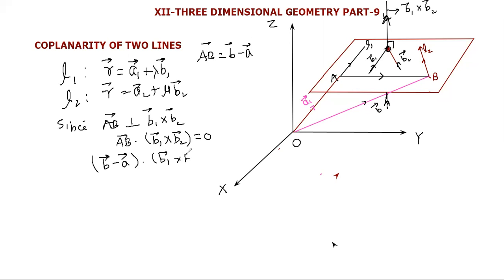So this is the condition. If you find B1 cross B2 and take the dot product of this with B minus A, if it is 0, we can say that L1 and L2 are coplanar. So this is the condition for coplanarity in vector form. Okay.